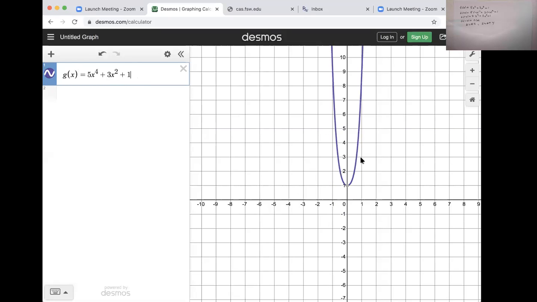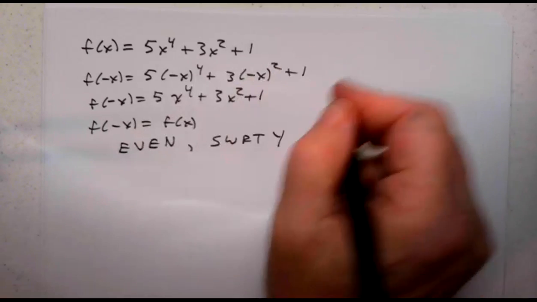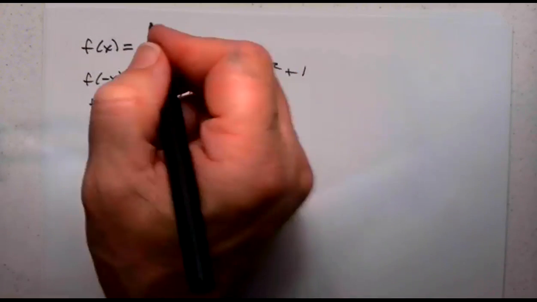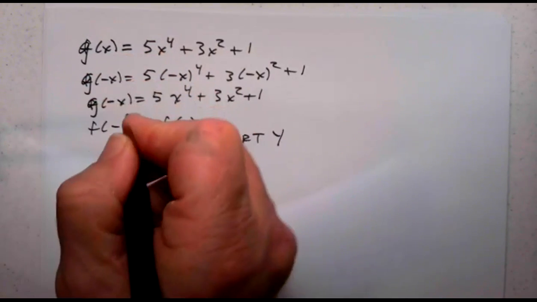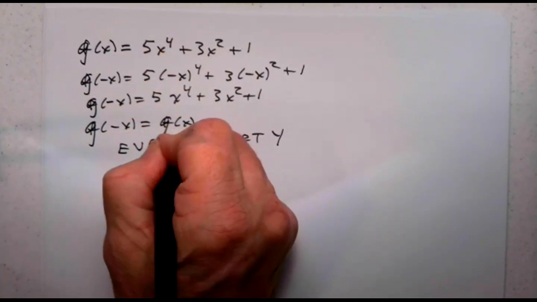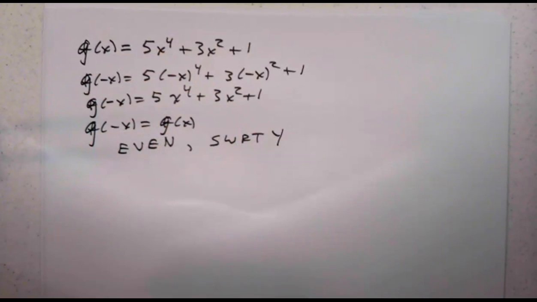If I fold it across the y-axis, do the points match up? It certainly looks that way. So this is a graph that is symmetric with respect to the y-axis. It is an even function. So indeed, g of negative x equals g of x, and so g is even.